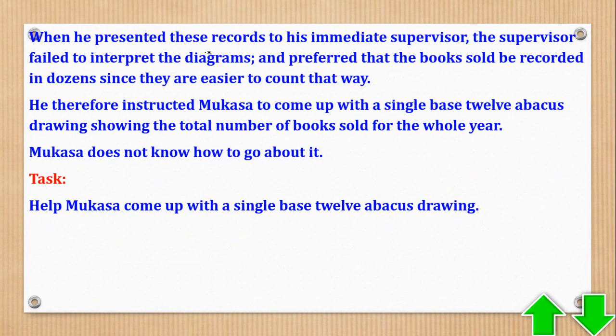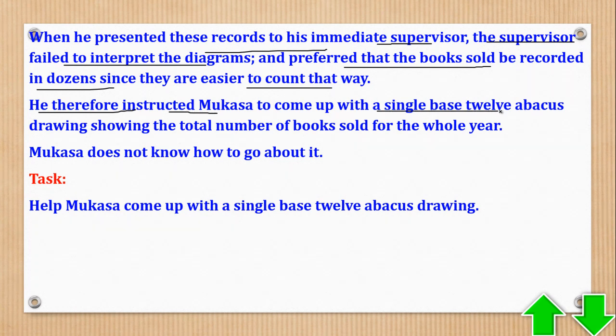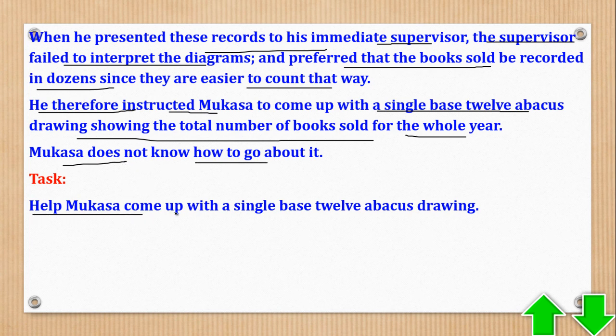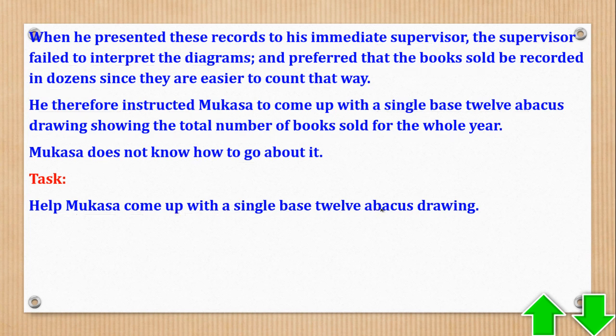When he presented these records to his immediate supervisor, the supervisor failed to interpret the diagrams and preferred that the books sold be recorded in dozens, since they are easier to count that way. He therefore instructed Mukasa to come up with a single base 12 abacus showing the total number of books sold for the whole year. Mukasa doesn't know how to go about it. Task: help Mukasa come up with a single base 12 abacus drawing.